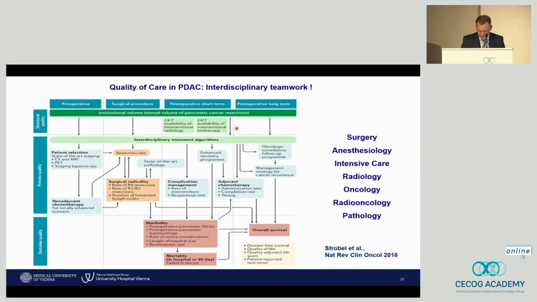What else do we have to consider? I think, and this is from a work we published some years ago, the quality of care in pancreatic cancer, which is structural quality, process quality, outcome quality, is all about interdisciplinary teamwork and interdisciplinary treatment algorithms. And currently in clinical trials, we are looking at overall survival, but in the future, it will be much more important to look at more complicated parameters. And this includes, for example, quality adjusted lifetime and also patient reported outcomes.